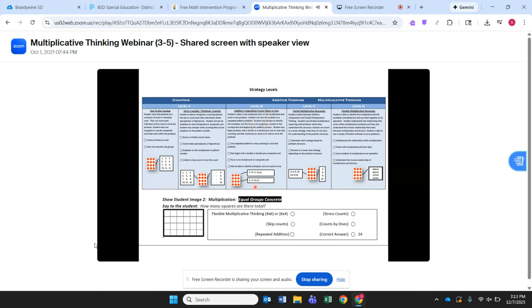Okay. And so now we're going to kind of go through. When you take a look at the assessment, this is what the scoring looks like: flexible multiplicative reasoning, and then it says skip counts and repeated addition. Just remember, additive composition is the same thing as repeated addition, and skip counting is counts many to one.